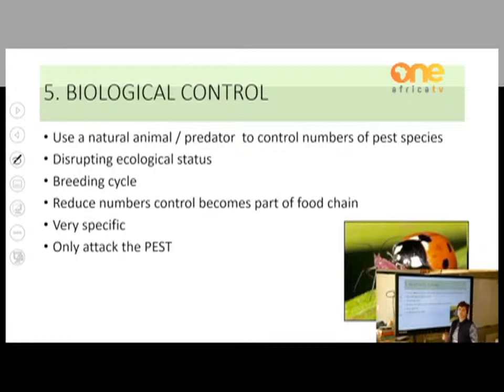Wonderful. Biological control means use the natural enemy. Now, use a natural enemy of a pest. And you can now help the natural enemy to have a lot of food, and they can then help you to kill off the pests. So, biological control or biocontrol, predator or the natural enemy is used to control the number of a pest species. They will come and they will disrupt the ecological status. You remember when we did our food chains?